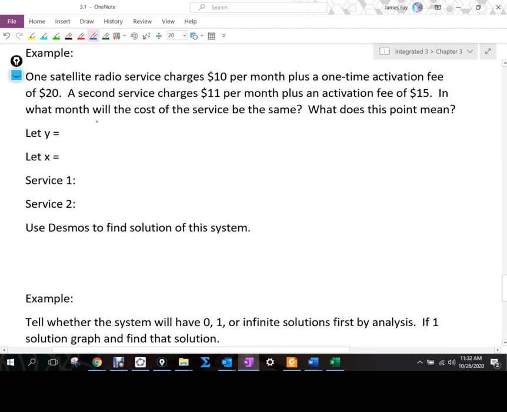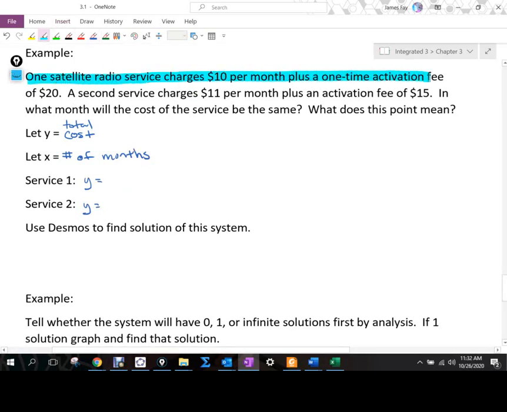Okay, so let's let y be the total cost, and x be the number of months. So for service number one, I want you guys to write an equation, see what you can come up with using this information here. See what you come up with for the equation for service number one, and we'll talk about that in a minute.